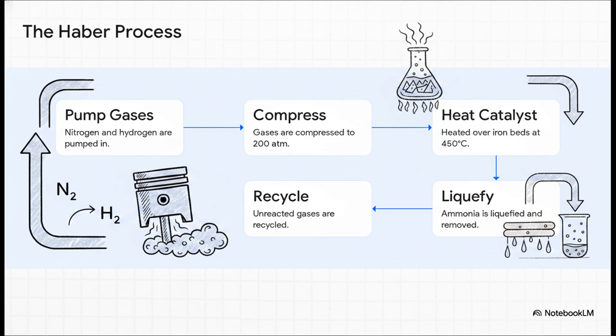1, we pump the raw gases in. 2, we compress them to a crushing 200 atmospheres of pressure. 3, we heat them to 450 degrees Celsius over beds of catalytic iron. 4, as the ammonia forms, it's immediately cooled, liquefied, and removed so it can't run the backward reaction. And 5, all those unreacted gases are recycled right back to the start. It is a continuous, closed-system loop.